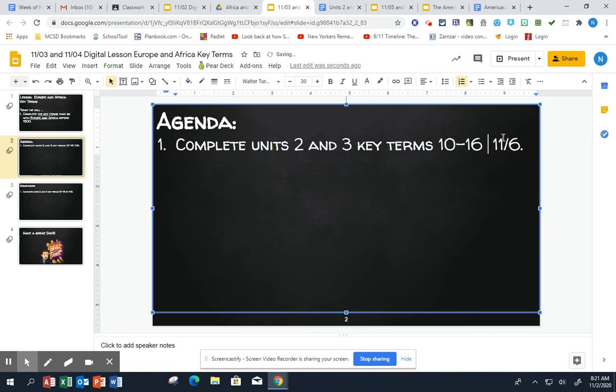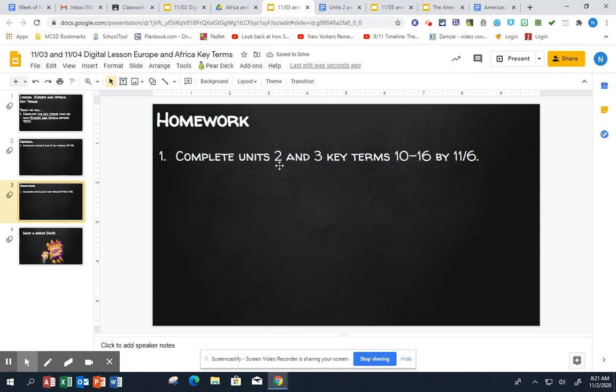Let me just make sure I make that change. Due by 11-6. So you need to have those done by Friday so they're all squared away and completed by then. Okay, guys? Actually, that was the agenda. So you know what? I just realized I don't need to have those due because it says right here, complete units 2 and 3 key terms 10 through 16 by 11-6. So please make sure you have that handed in and you'll be good to go.